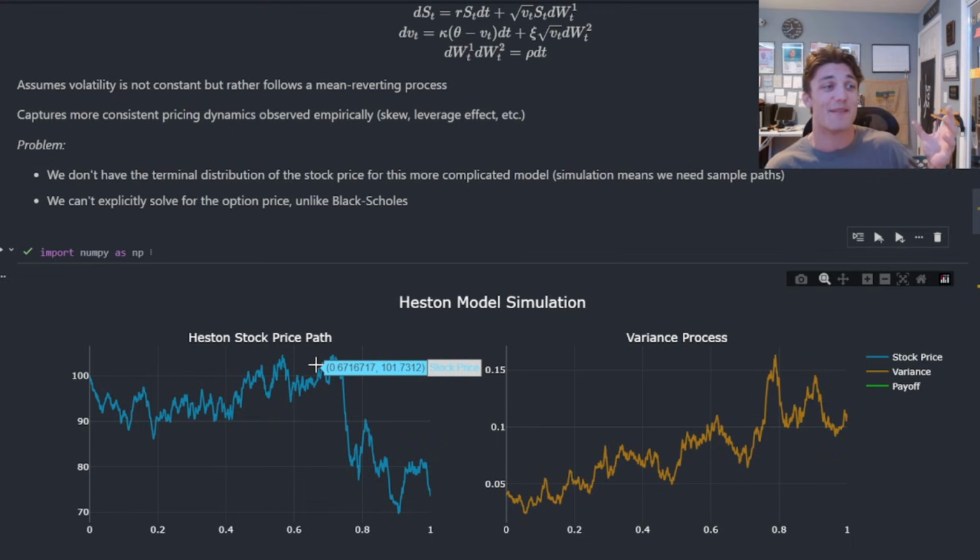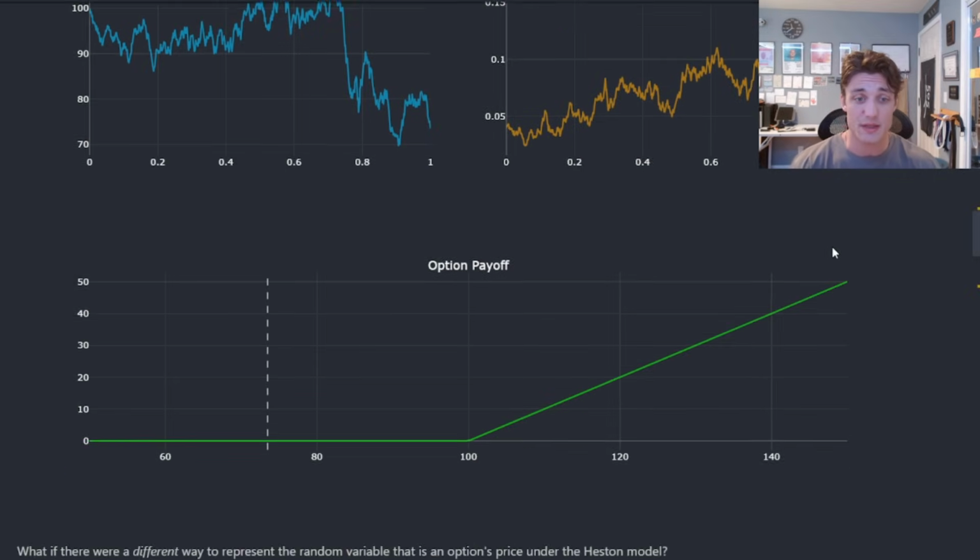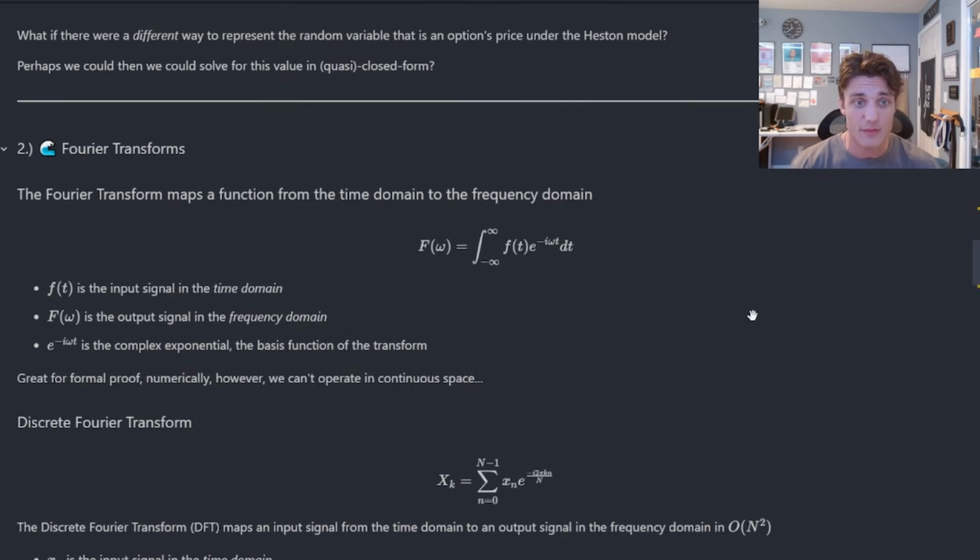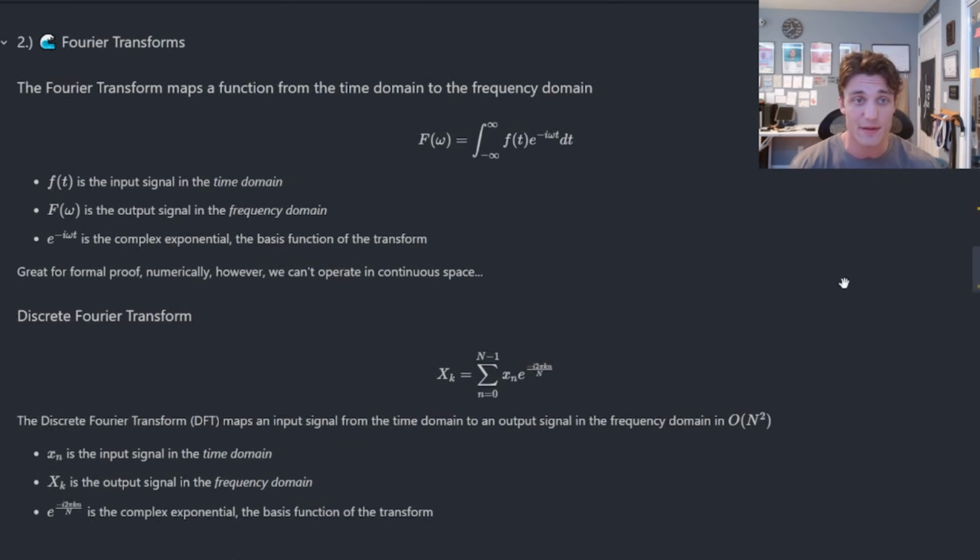But the reason why I haven't discussed this calibration process is because this is terribly slow. We need a way to make this pricing faster. Hence, the Fourier inversion and the point of this video. This brings us to the Fourier transform and the place of Fourier transforms in quantitative finance.